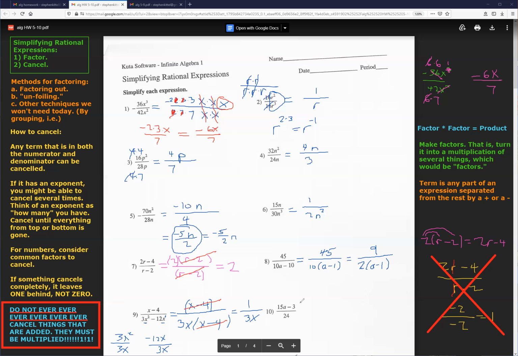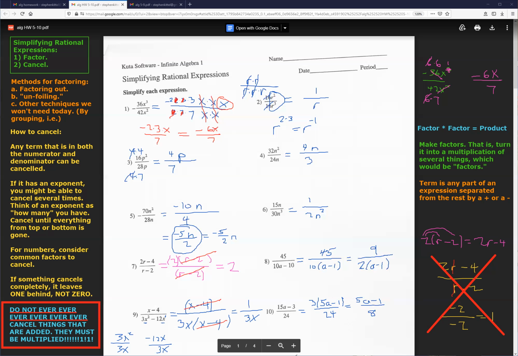All right, and finally for number 10, 15a minus 3 over 24. So we are going to factor from the top a 3. No letters because the second term doesn't have any letters. So 5a minus 1 over 24. And the 3 will cancel with the 24. So this becomes 5a minus 1 over 8.